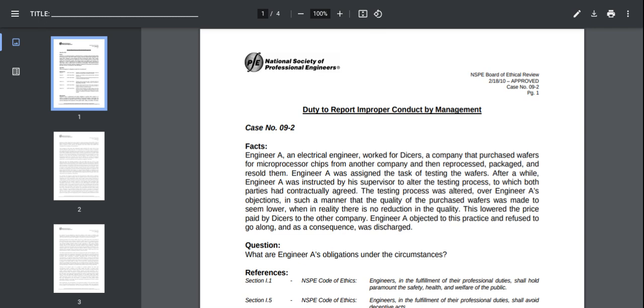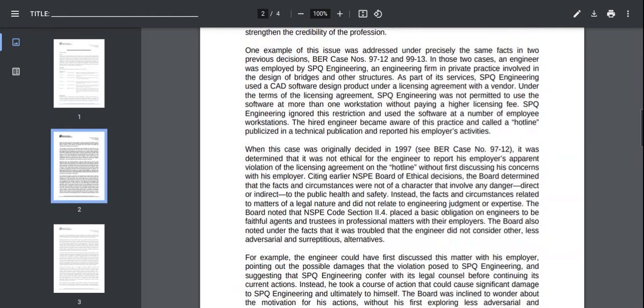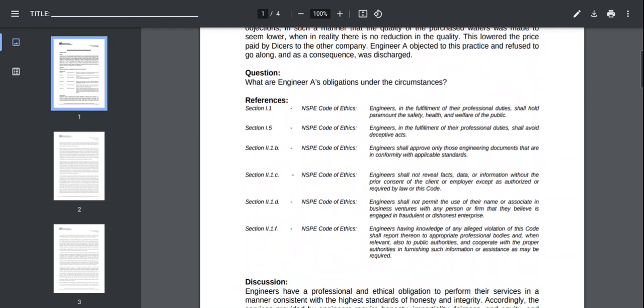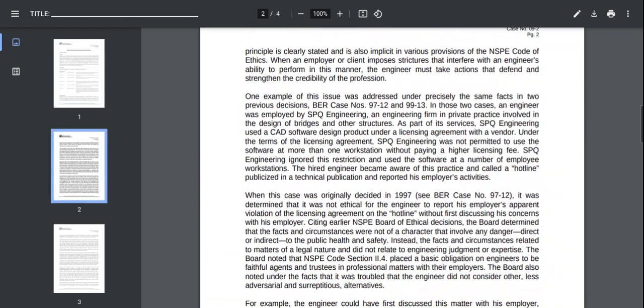Why? Well, let's look at 09-2 and let's just skip to their conclusion. I mean, you read the case. They cite one of the relevant parts of the code here: Engineers having knowledge of any alleged violation of the code shall report thereon to appropriate professional bodies and, when relevant, also public authorities. They cite that part of the code, but they don't follow it.